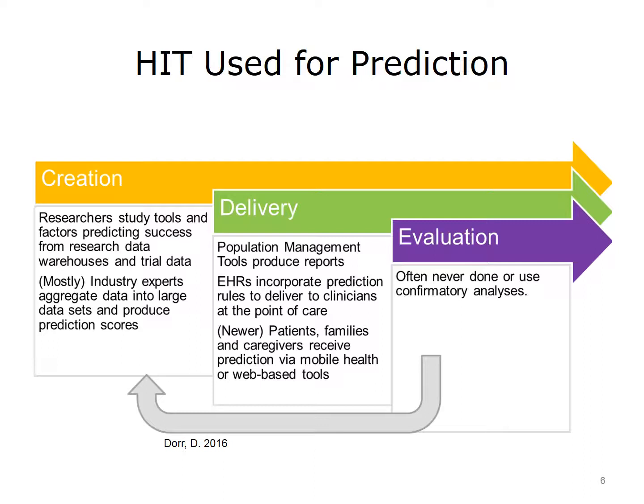In terms of delivery, HIT is used in reports produced by health systems. Additionally, rules might be put in electronic health record systems, or EHRs, to deliver recommendations at the point of care. Patients and families use HIT when they receive information via email or the web.